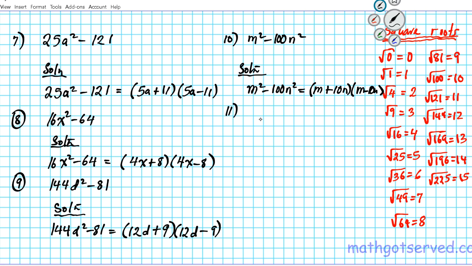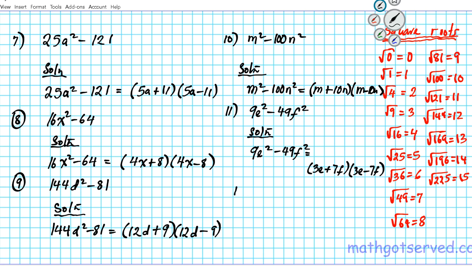So for number 11, what if we have 9e squared minus 49f squared? Let's take a look at this one. Do we have a difference of squares here? Absolutely. Okay, that's a square and a difference. So if you factor that, you're going to have 3e, that's the square root of 9e squared, plus the square root of 49 is 7, and the square root of f squared is f. All right, 3e plus 7f times 3e minus 7f. Bam, there you go.